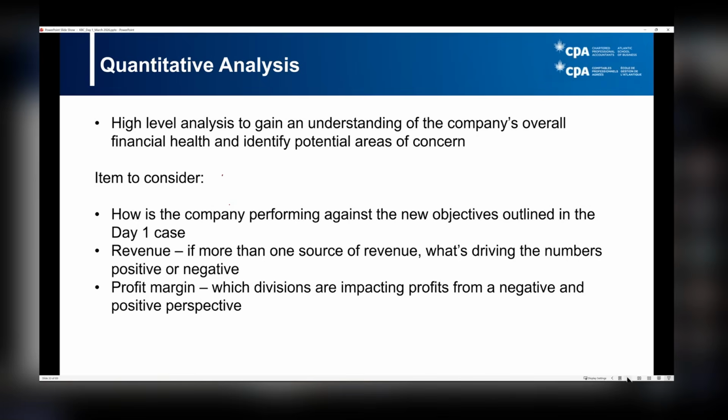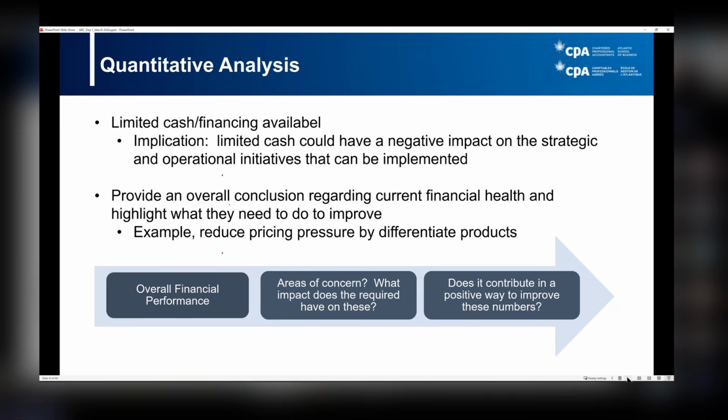When it comes to revenue, which division represents the largest amount of revenue? Because you want to make sure that you're paying attention to that division. When it comes to profit margins, which divisions are having a positive or a negative impact on the company's overall profit margins? If there is limited cash or financing available, what's the implication? Well, if there's limited cash, this is going to negatively impact the types of strategic and operational initiatives that they can implement and the number that they can implement.